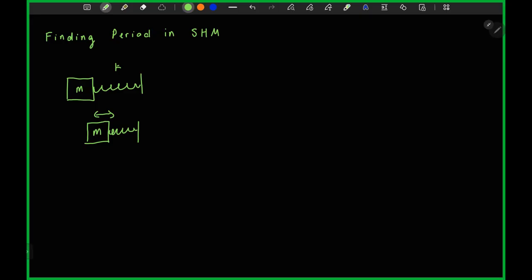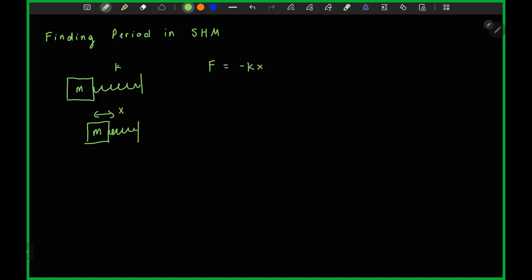In this video, we'll look at how to find the period of any system undergoing simple harmonic motion. So we're going to start with the most simple system which undergoes simple harmonic motion, namely a block with mass m connected to a spring with spring constant k, and specifically a linear spring where F equals negative kx.